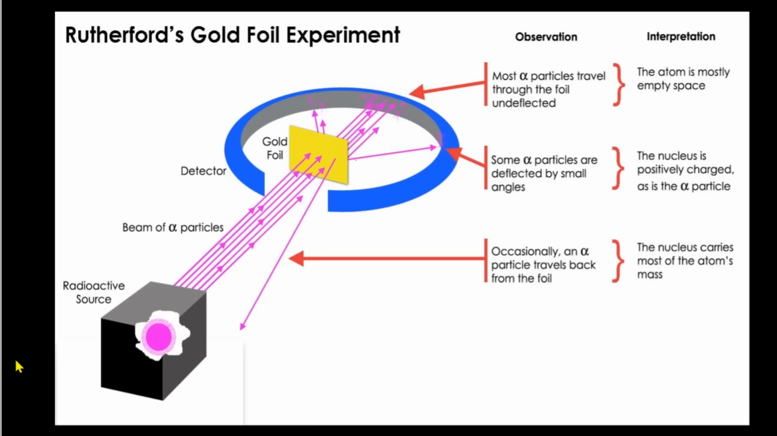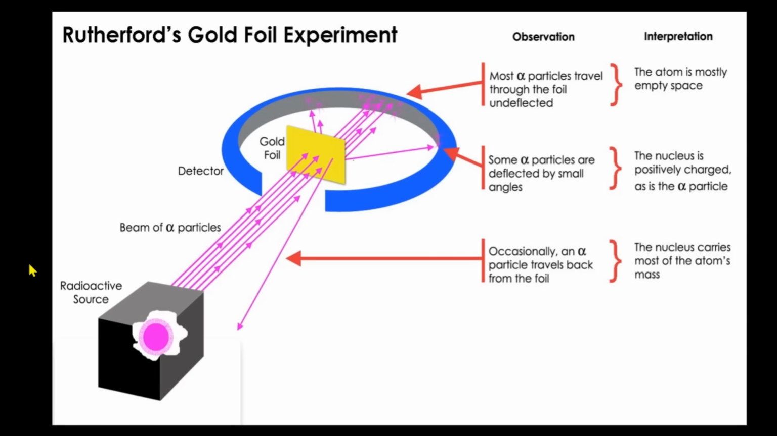Here we can see a list of observations and interpretations for the gold foil experiment. Here we can see that most of the alpha particles travel through the foil undeflected, and the interpretation is because most of the atom is actually empty space. Some alpha particles are deflected by small angles. This is because the nucleus is positively charged, as is the alpha particle. And occasionally one of them would be deflected right back, and this is because the nucleus carries most of the atom's mass, so it basically hits, action, reaction, bounces back like that there.